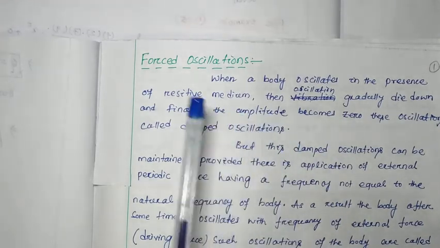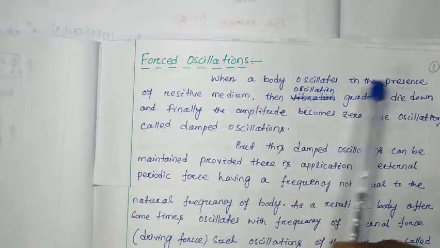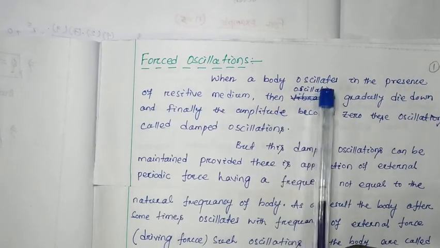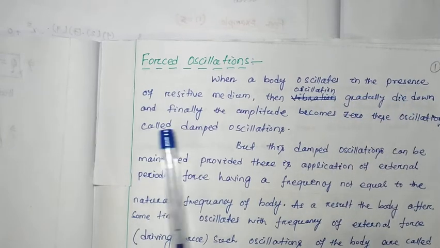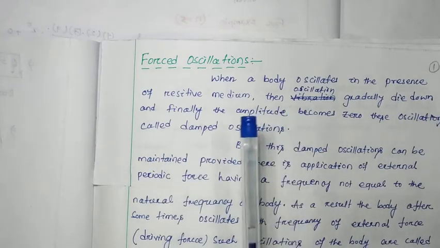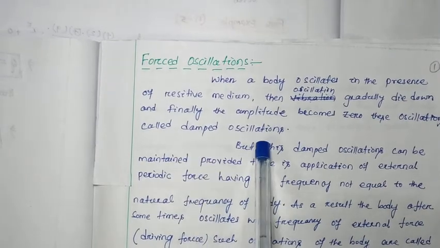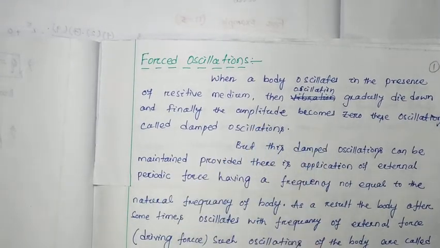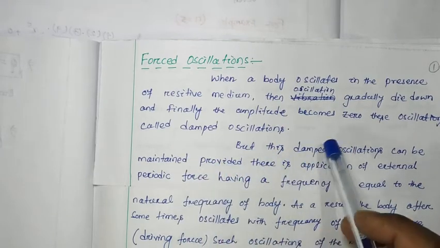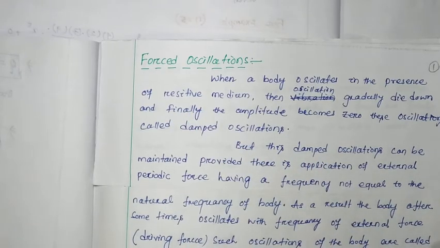According to forced oscillation, generally we can say that when a body oscillates in the presence of a resistive medium, then the oscillation gradually dies down and finally the amplitude becomes zero. These oscillations are called damped oscillations. Whatever we have studied in detail about the mathematical derivations of damped harmonic oscillations, and the 3 cases also we have studied. So whenever the oscillation is going to stop after some time due to the resistive nature of the medium, that is called damped oscillation.